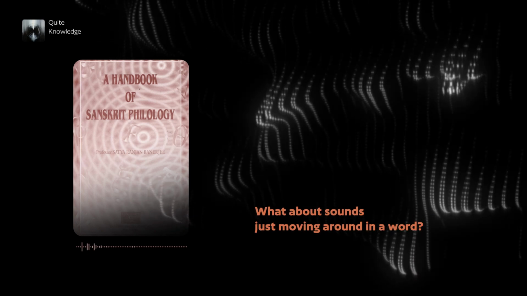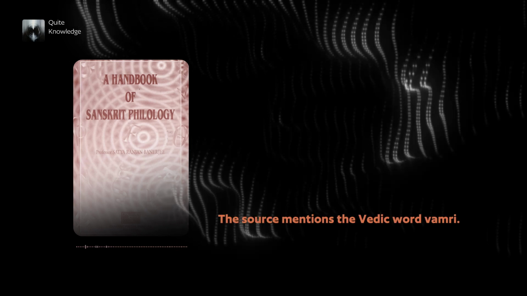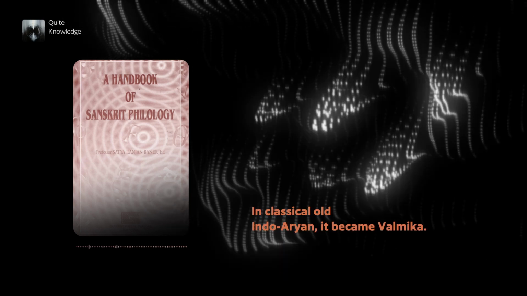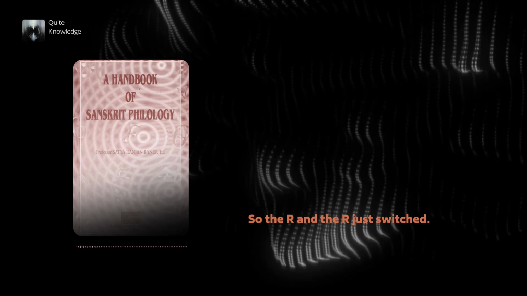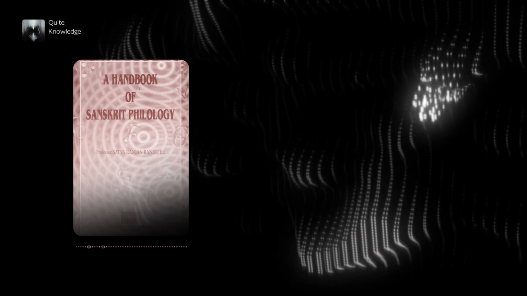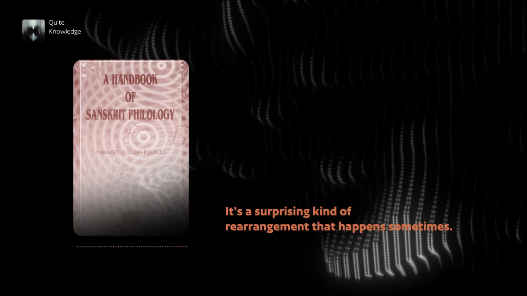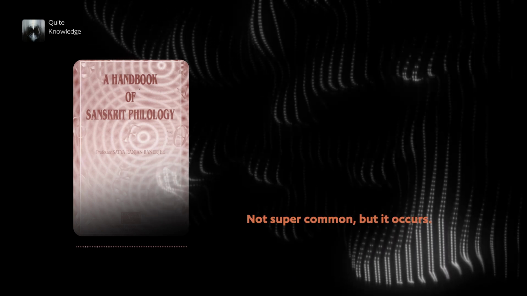Yeah. Okay, what about sounds just moving around in a word? Did that happen? It does. That's called metathesis. Sounds or syllables swap places. Seriously? Yep. The source mentions the Vedic word vamri. In classical Old Indo-Aryan, it became Valmika. So the R and the L just switched. They switched positions. It's a surprising kind of rearrangement that happens sometimes. Not super common, but it occurs.